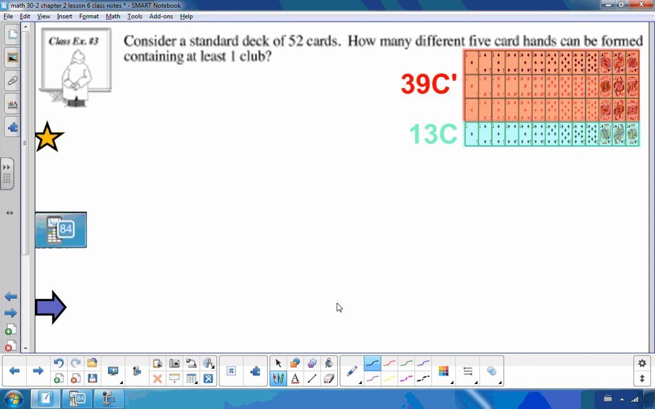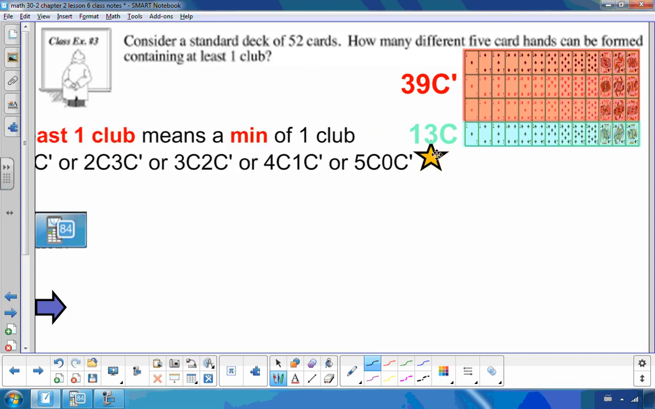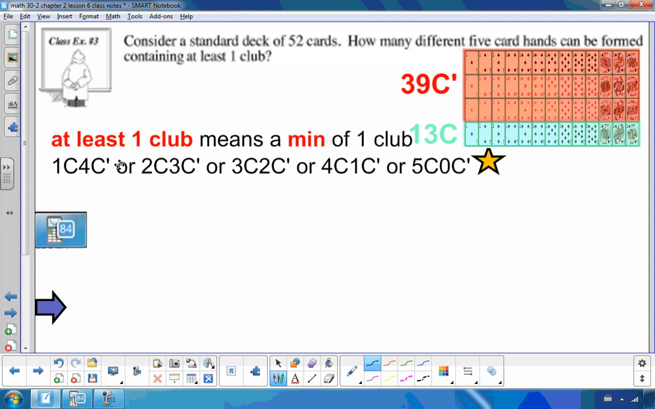So let's give that shortcut method a try. We'll do it both ways, but I want to show you the shortcut method here. So we have 52 cards in the deck. We want a 5-card hand with at least 1 club. Okay, so at least 1 club means a minimum. So I can have 1 club, 2 clubs, 3 clubs, 4 clubs, or all 5 clubs. Now with all of those clubs, because I have to add up to 5 cards in my hand, go the not clubs. So 1 club and 4 not clubs, 2 clubs, 3 not clubs, and so on and so on.